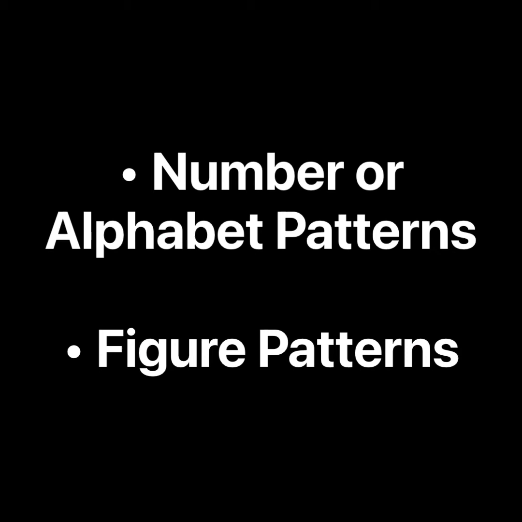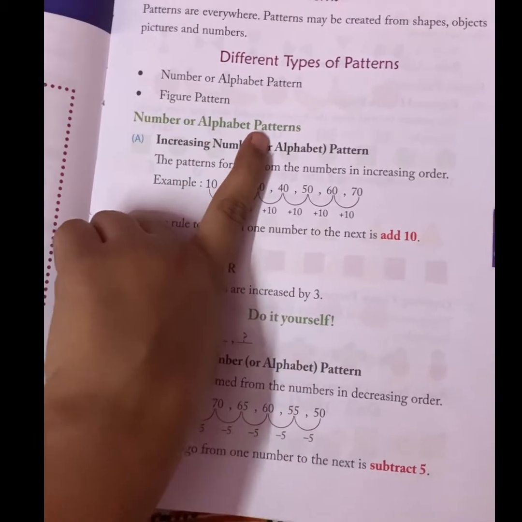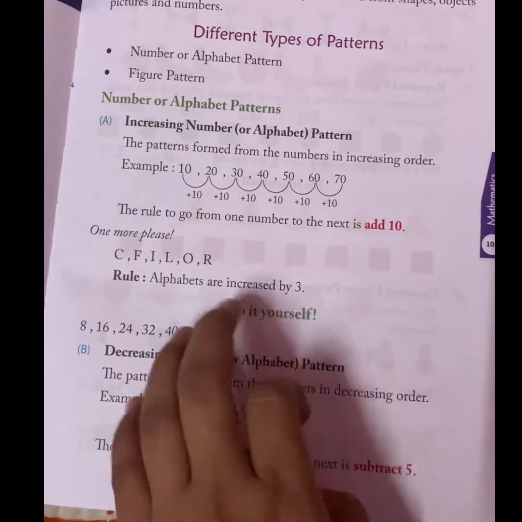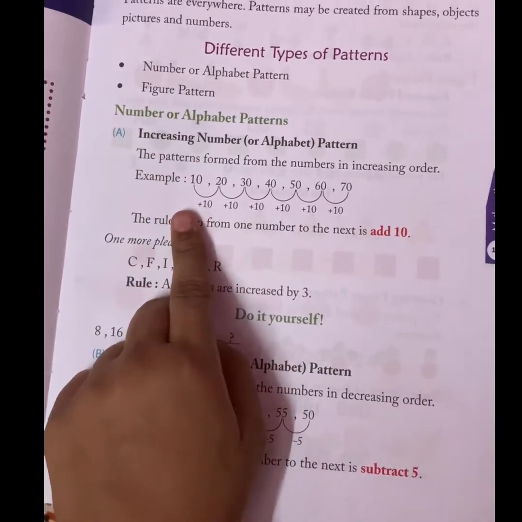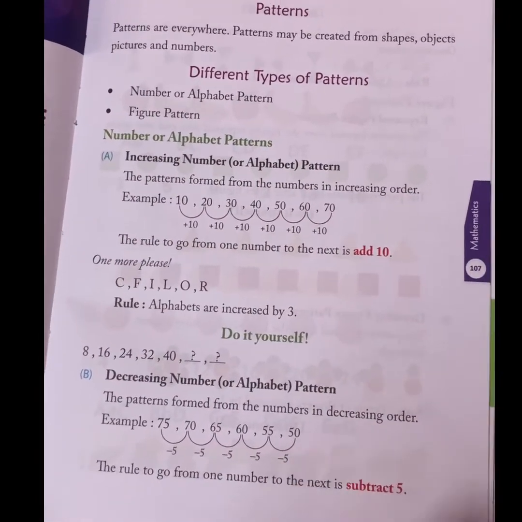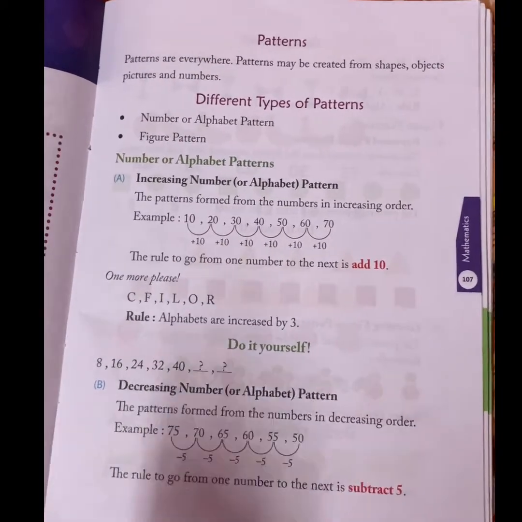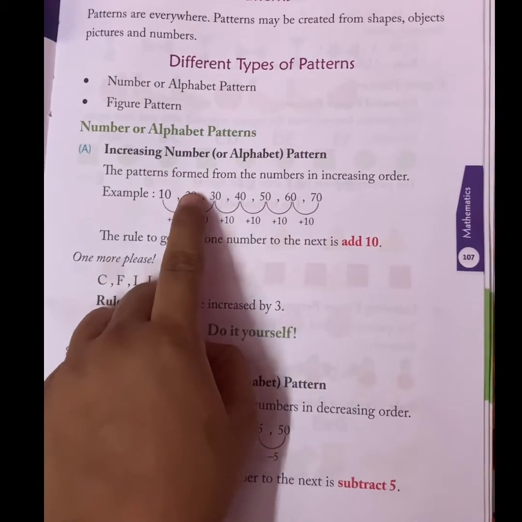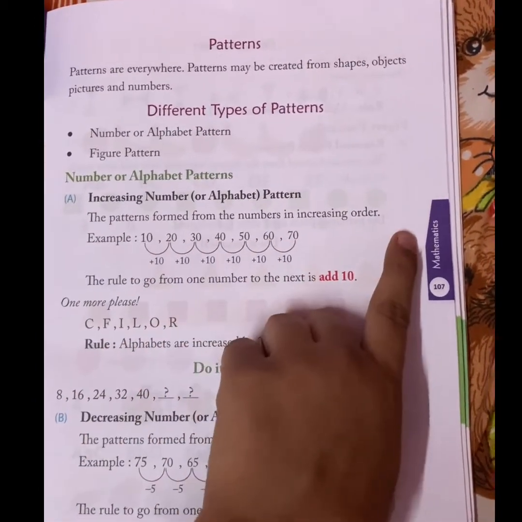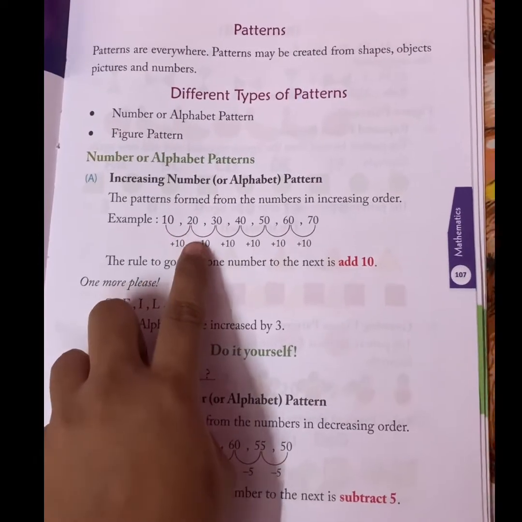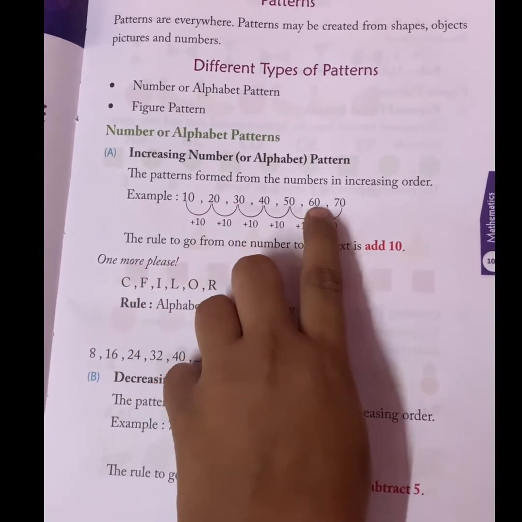Now let's learn about different types of patterns. There are two types of patterns: number or alphabet patterns, and second, figure patterns. So now let's learn about number or alphabet patterns. Under this, first we have increasing and then we have decreasing. Okay, now look at this. When we talk about numbers, definitely it means digits, that we have 1 to infinity. So here you can see the patterns formed from the numbers in increasing order. For example, you can see here 10, 20, 30, 40, 50, 60, 70.